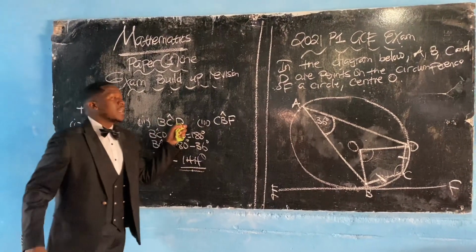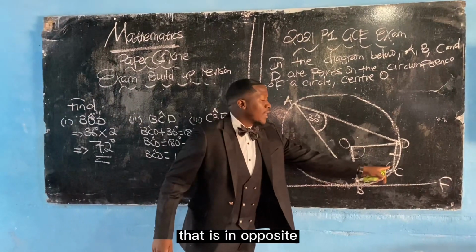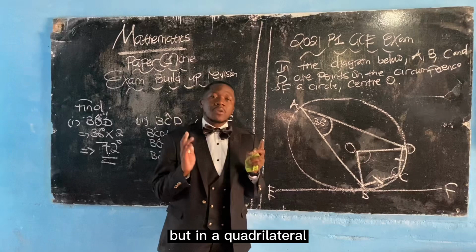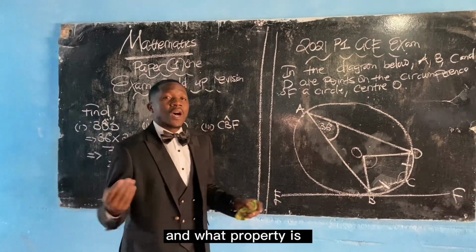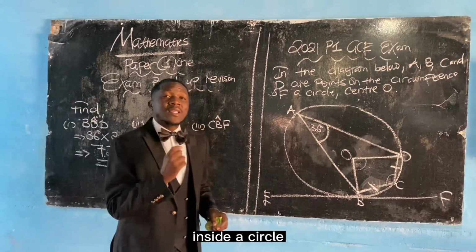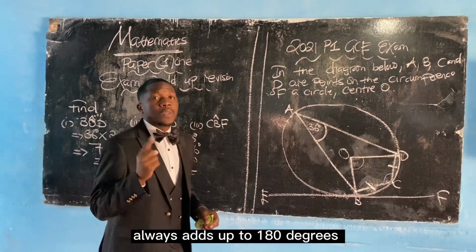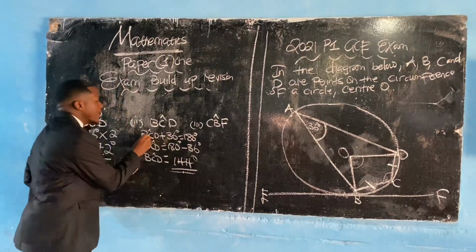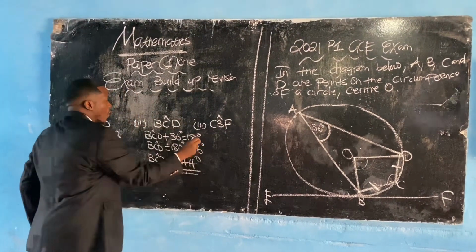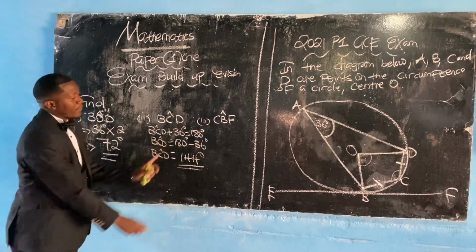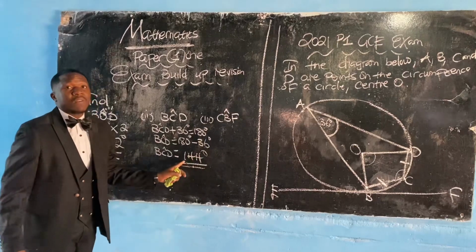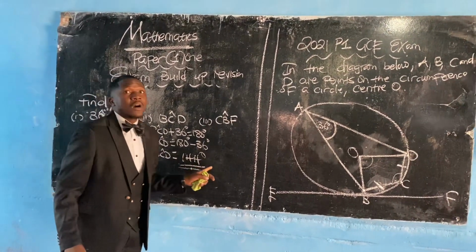Then BCD, this is the angle that is opposite to the other angle, but in a quadrilateral inside of a circle. And what property is that? Opposite angles in a quadrilateral inside a circle always add up to 180. So I said BCD plus, the opposite was 36 degrees, equals 180 degrees. And I crossed over like terms and I said 180 degrees minus 36, thereby having a difference of 144 degrees.